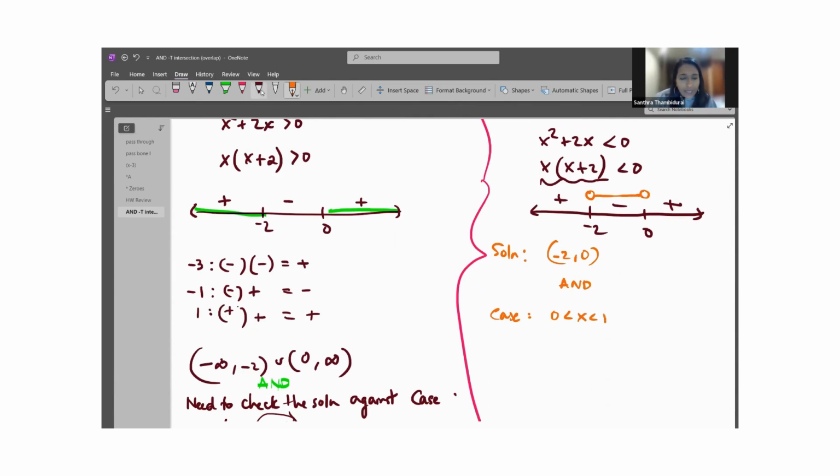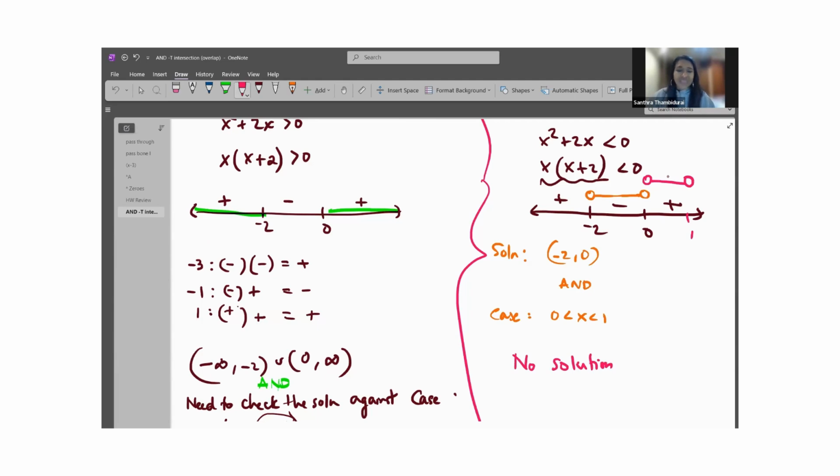So let me just plot that here. X must be between 0 and 1. This is my case restriction. Do we have an overlap there? No overlap. So because we don't have any overlap, this is a no solution. My answer here is no solution.